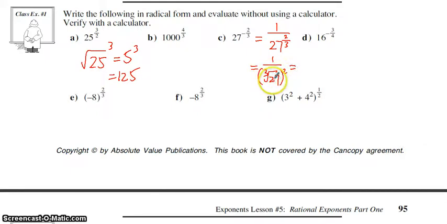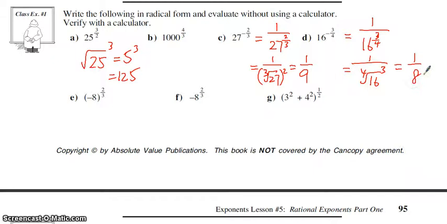Cube root of 27 is 3. 3 squared is a 9. All right, so let's do it one more time. Same thing. 1 over, all right, fourth root of 16, and then cube it. Fourth root of 16 is 2. 2 cubed is 8.